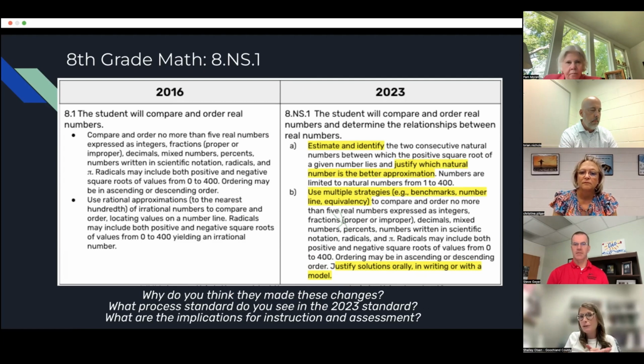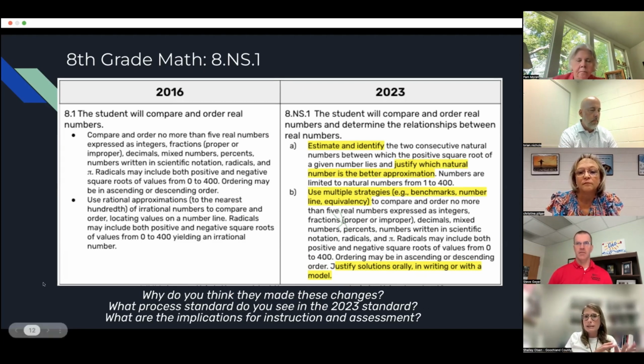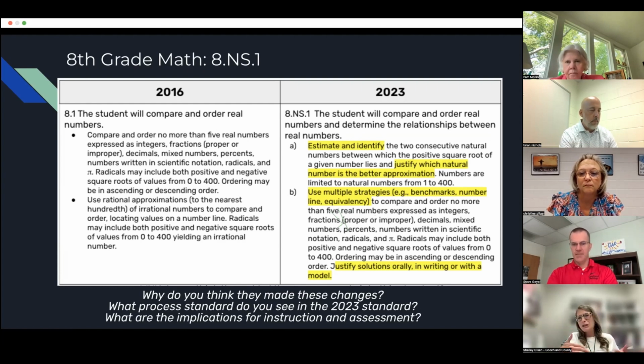This is another example, an 8th grade math example. Again, the 2016 standard really asked students to compare in order. And we had a lot of our math guru teachers looking at the new 2023 standard and saying, but what is that actually? When they say use multiple strategies, which is one of the things that you're going to see a lot, well, what does that actually look like for kids? What do you mean by that? Yeah, I teach all of those things, but when we think about how we assess that and what we ask students to do, again, there are implications for what our instruction looks like in the classroom.